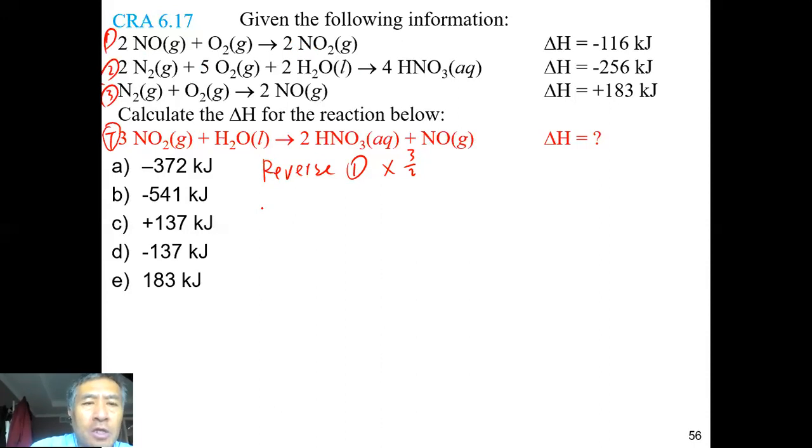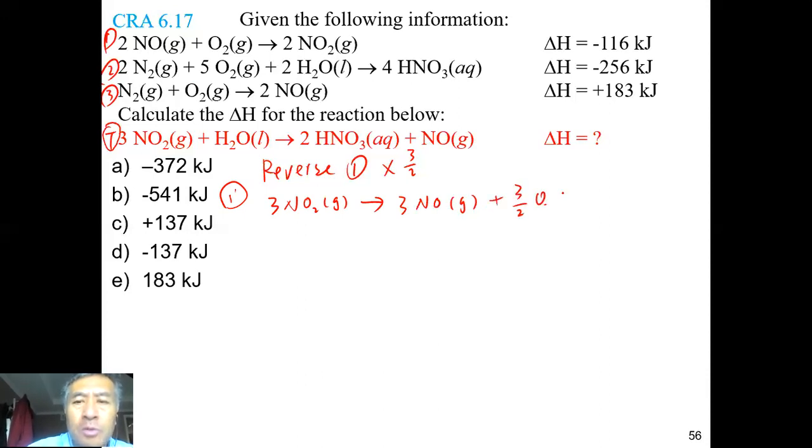So therefore, your equation 1 will become equation 1 prime. Equation 1 prime will become 3 NO2 gas, produce 3 NO gas, then plus 3/2 O2 gas. So then what will be the delta H? So again, we'll make a list here. Delta H will come from that. So that becomes positive 116 times 3 over 2.